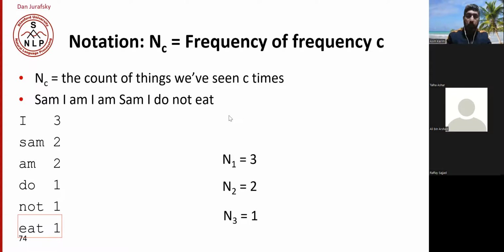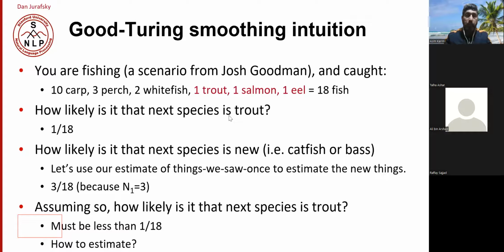And N2, the number of things that occurred twice. There are 2 things that occurred twice, which are Sam and am. So N2 would then be 2. And then N1, how many things occurred once? There are 3 things that occur once: do, not, and eat. So N1 is equal to 3. Okay, so this, of course, is the notation N_c. Now let's look at another example in the next slide.